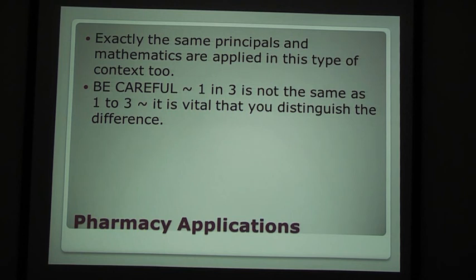1 to 3 means that you're using 1 part of the drug or antifreeze or cement to 3 parts of the solvent, which means you'll end up with 4 parts. So 1 to 3 is the same as 1 in 4.